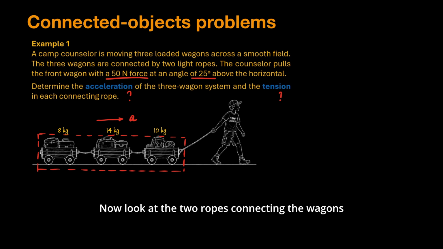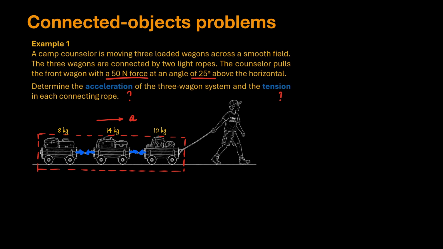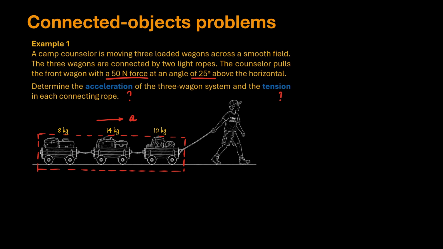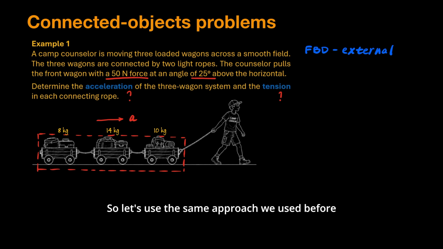Now look at the 2 ropes connecting the wagons. Each rope pulls on the 2 wagons it connects, but all wagons are inside our system. So these tension forces are internal forces. When we analyze the whole system, we don't need to worry about them. Remember the rule from our previous video. In a free body diagram, we only draw external forces. So let's use the same approach we used before.